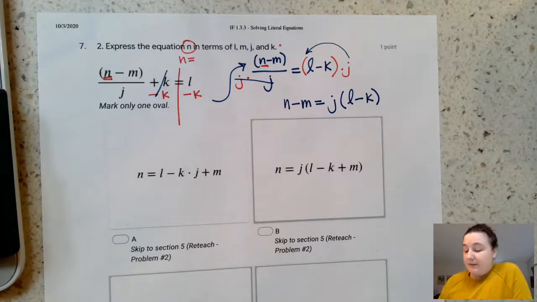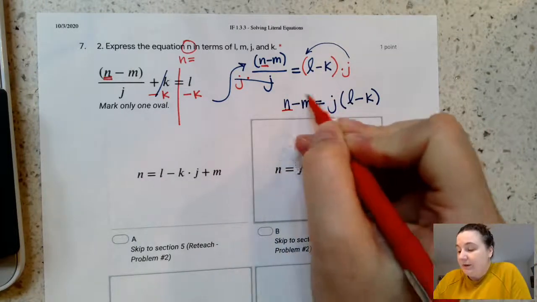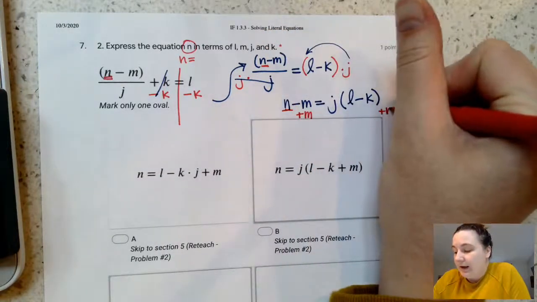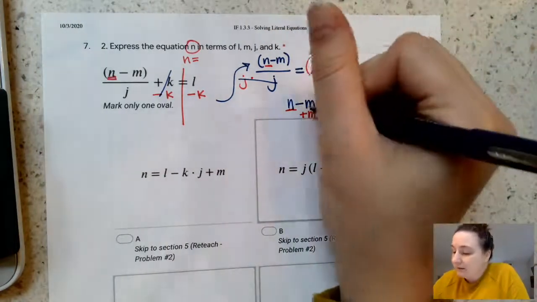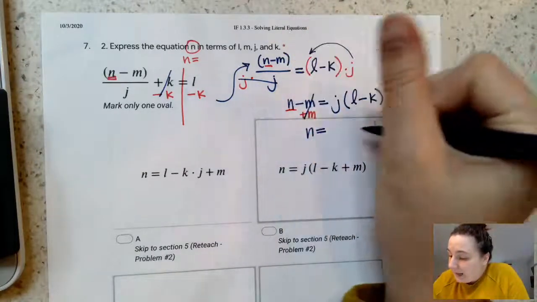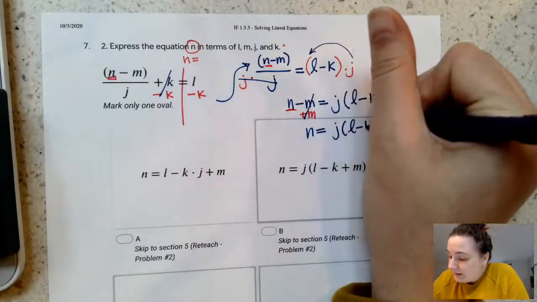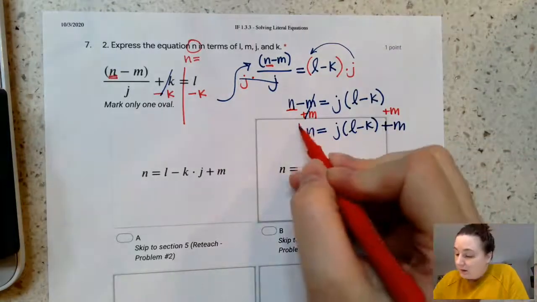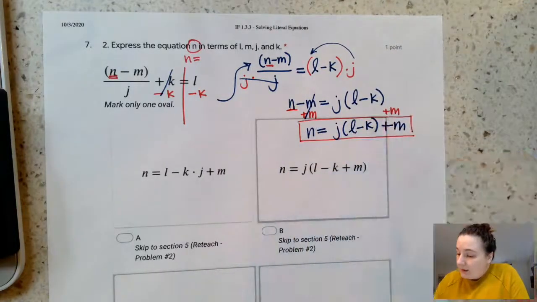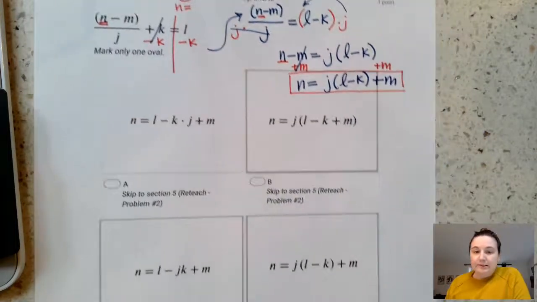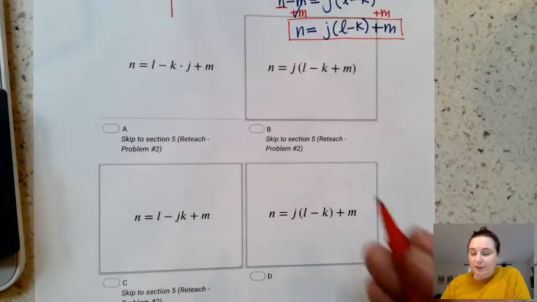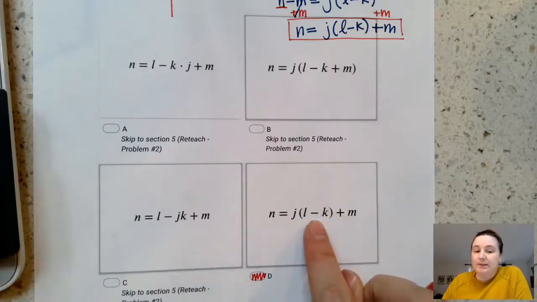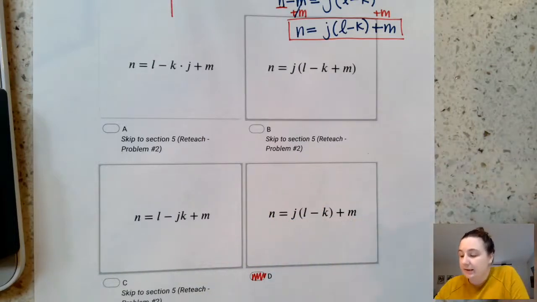And now, again, I'm still trying to get n by itself, so I need to get rid of this m by adding m to both sides. And I get this equation. And so if I start looking, I can see that my equation matches answer option D. So j and then in parentheses L minus k, plus m at the end.